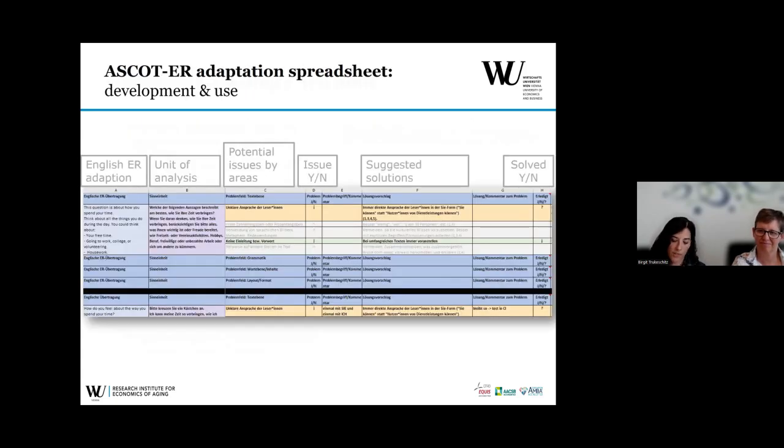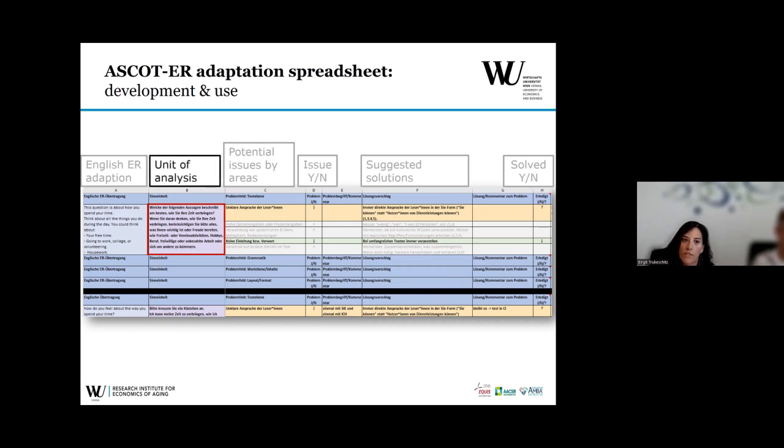To give you an idea of this spreadsheet that we used, this is an excerpt from it. Basically, we broke the text down into individual units of analysis, and then we followed a set of rules that we cycled through for each of the units of analysis. So this would be an example.